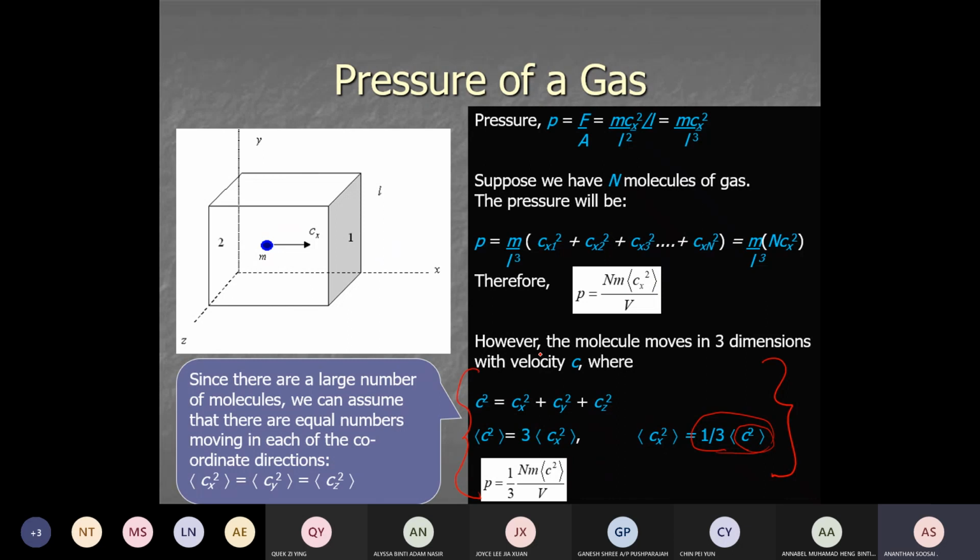You have to say, however the molecules move in 3 dimensions, the velocity C squared is Cx squared plus Cy squared plus Cz squared. Because there is a large number of particles and the pressure in all 3 dimensions is the same, therefore Cx squared, Cy squared, Cz squared must be the same. So C squared is 3Cx squared. So we get Cx squared equals 1/3 C squared. We substitute. That's it.